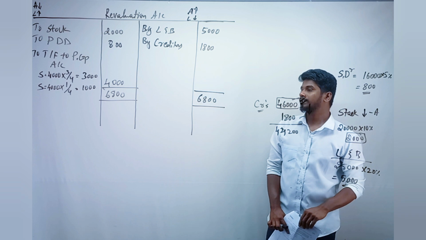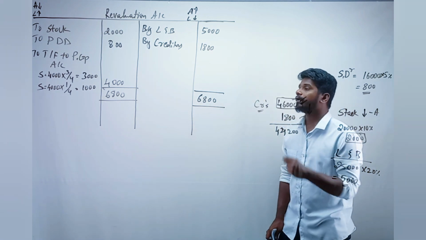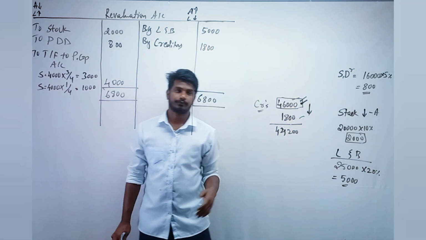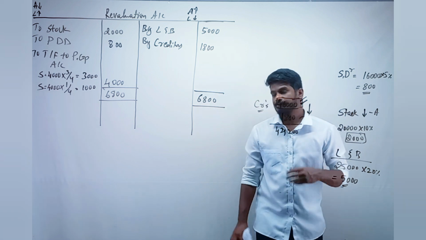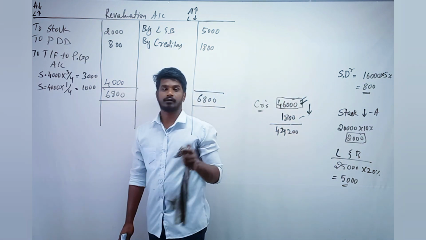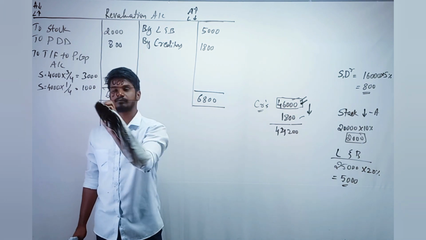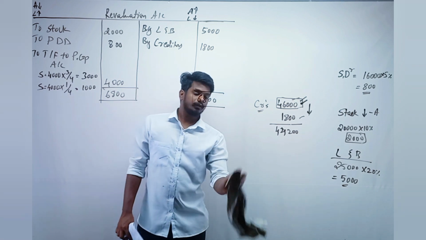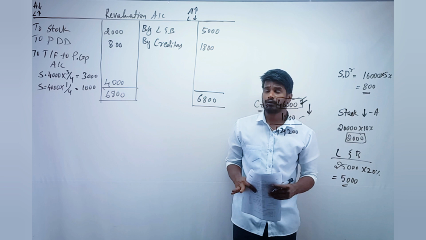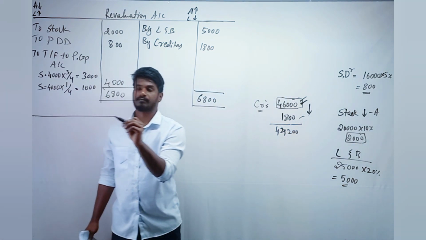Shall we move towards the partner's capital account? So note it down quickly. We'll move towards the partner's capital account. So next is the partner's capital account. Shall we prepare the columns?